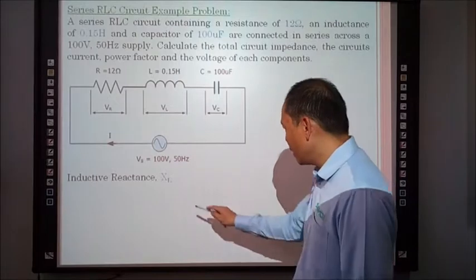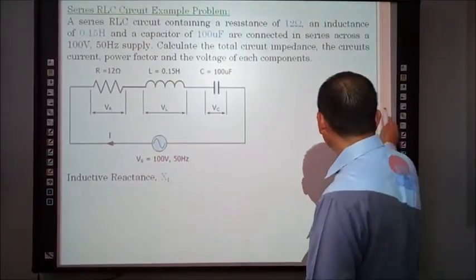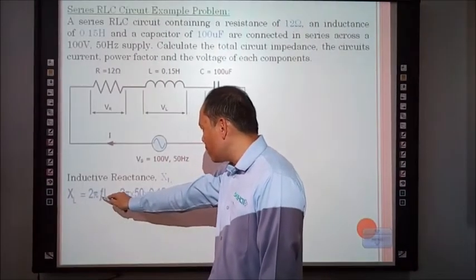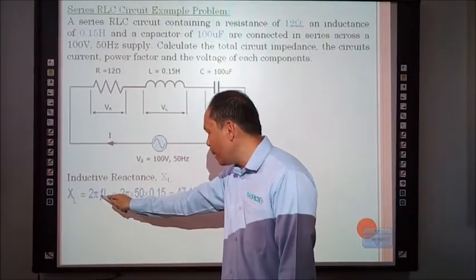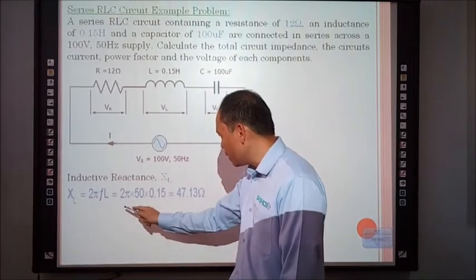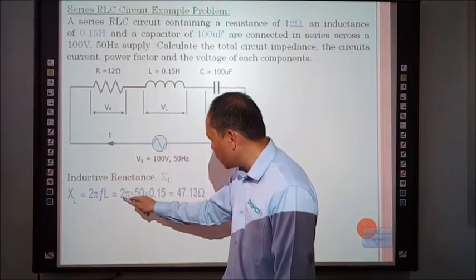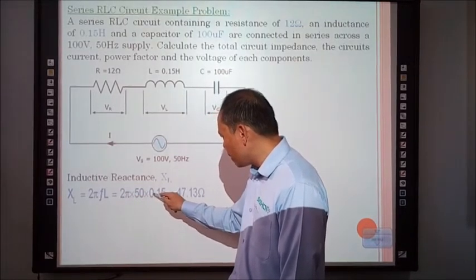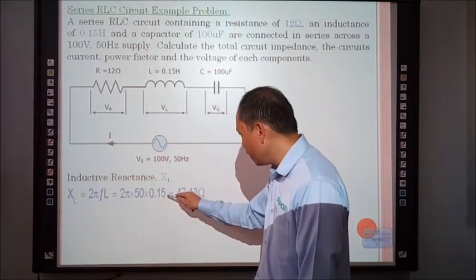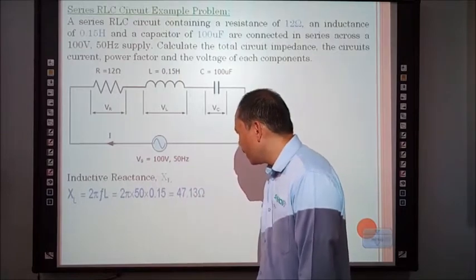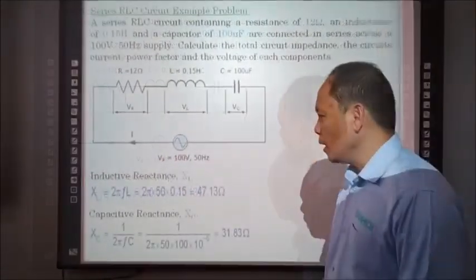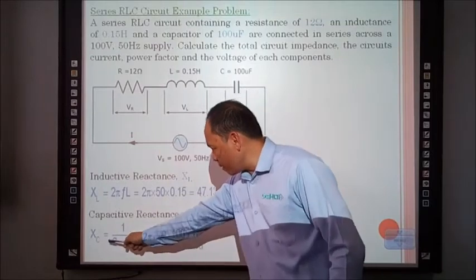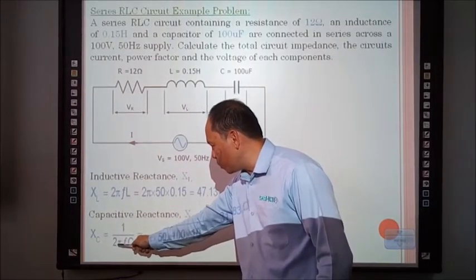Inductive reactance, XL. The formula of XL is XL is equal to 2 times pi times F times L. So substitute the value of pi, frequency, and L. 2 times pi, which is 3.14, times 50 times 0.15 Henry is equal to 47.13 ohms.